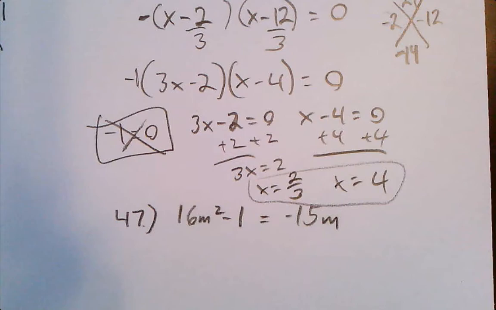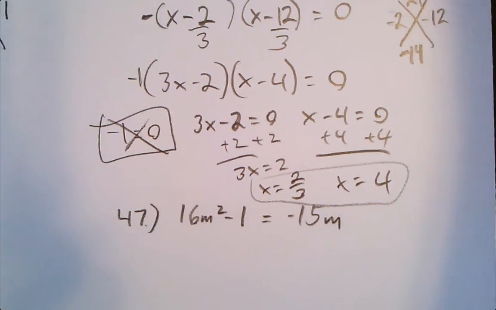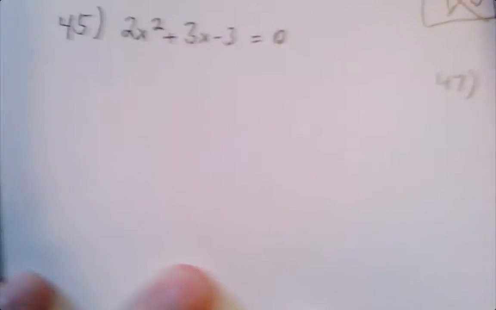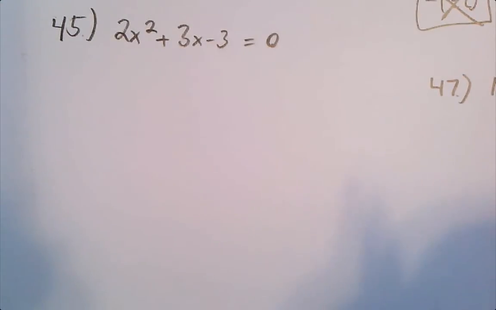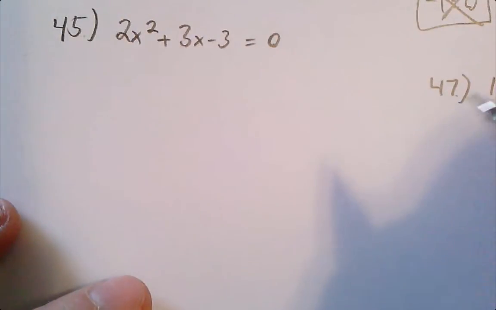Okay, cool. Let's try number 45. Let's just make sure I didn't mess that up. Yeah, that's right, 2/3 and 4. Okay, 45. So I'll do the old AC method, which is kind of like by grouping. So let's hope I don't mess this up.